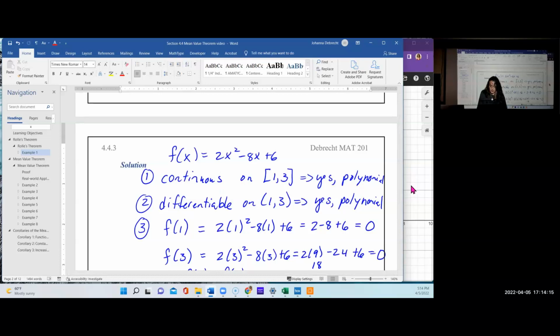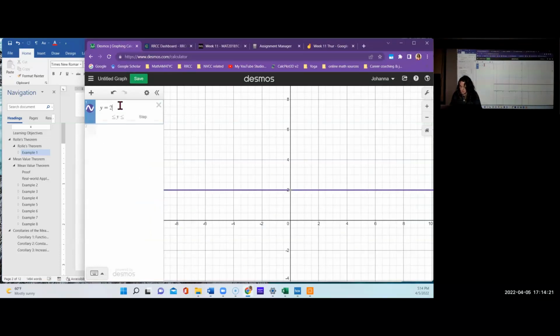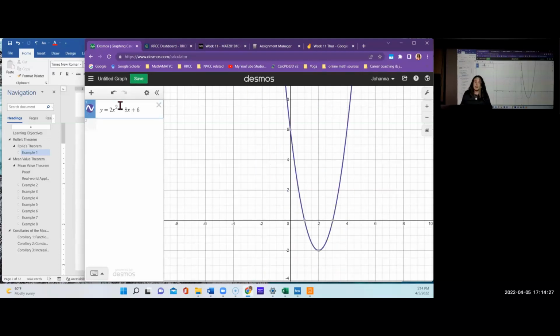We have 2x squared minus 8x plus 6. Now we only are interested in the interval between 1 and 3, so we can use curly brackets in Desmos to do 1 less than or equal to x less than or equal to 3, and close with more curly brackets.